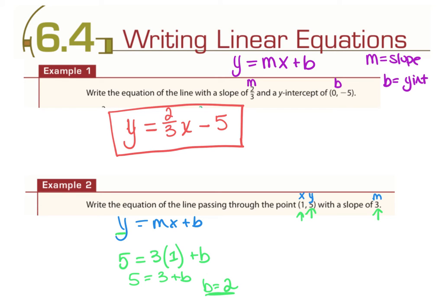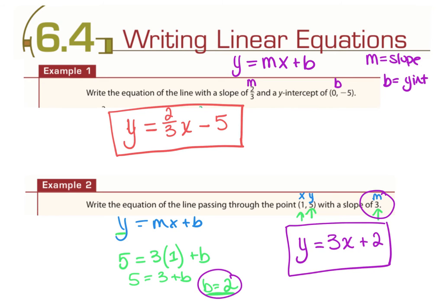So now I have an m and I have a b. Now I can write my equation. Remember, I only plug in my m and b when I'm writing my equation. I leave the x and y as variables. This was just one of many x and y's, the (1, 5). So I'm going to say y equals m, that's my 3, x plus my b. And that is my equation for that particular line.